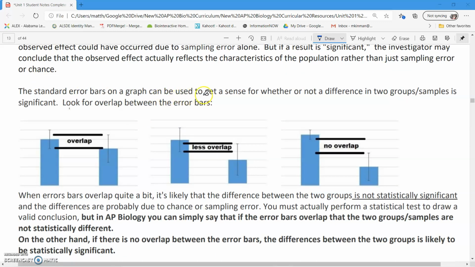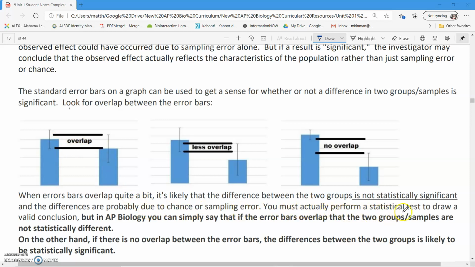So look down here. The standard error bars on a graph can be used to get a sense for whether or not a difference in two groups or samples is significant. Look for overlap between the bars. So here it shows overlap, this shows less overlap, and this shows no overlap. So that is what my graph looks like. There is no overlap. When error bars overlap quite a bit, it's likely that the difference between the two groups is not statistically significant, and the differences are probably due to chance or sampling error. So this difference between this mean and that mean is, like it says, probably due to chance or sampling error. That means there's not a lot going on to account for this difference other than chance or sampling error.